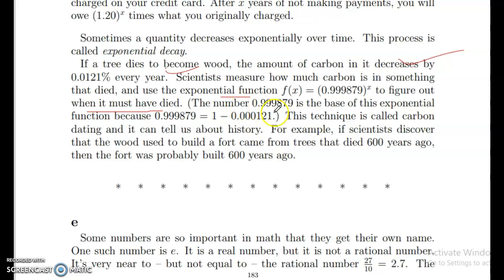The number 0.999879 is the base of this exponential function because 0.999879 is 1 minus 0.00121. This technique is called carbon dating, and it can tell us about history. For example, if scientists discover that the wood used to build a fort came from trees that died 600 years ago, then the fort was probably built 600 years ago.